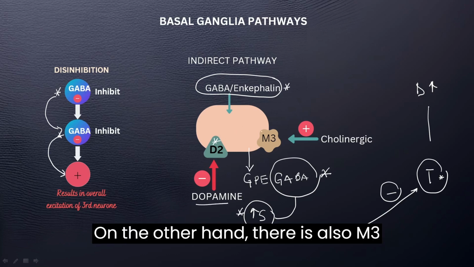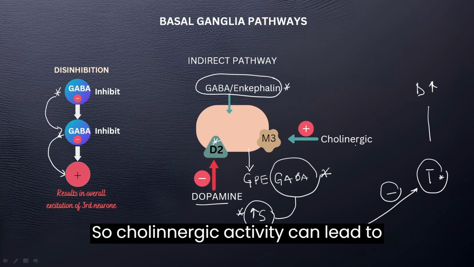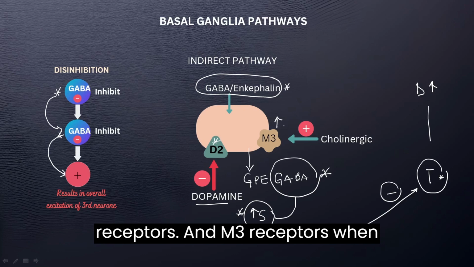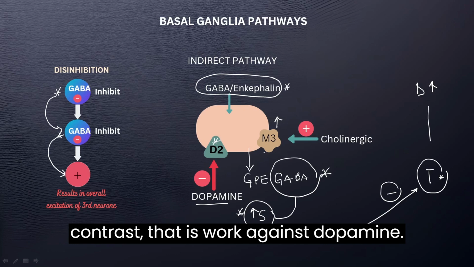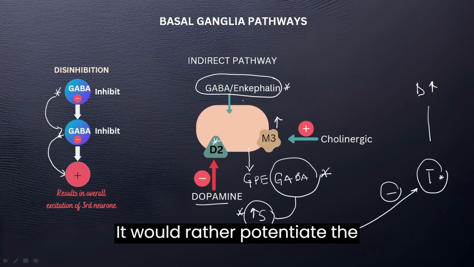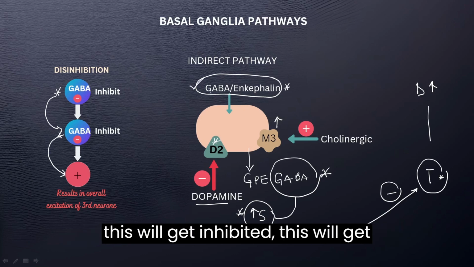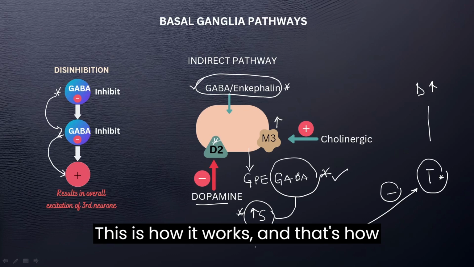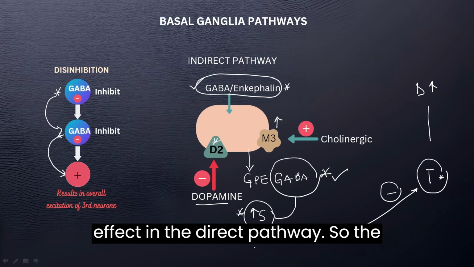On the other hand, there is also M3 muscarinic receptors in the striatum. So cholinergic activity can lead to excitation or stimulation of M3 receptors. M3 receptors, when active, would rather be in contrast, that is, work against dopamine. It would rather potentiate the disinhibition phenomenon. In other words, this will get inhibited, this will get inhibited, and this will now get active. This is how it works, and that's how dopamine would exhibit its inhibitory effect in the indirect pathway.